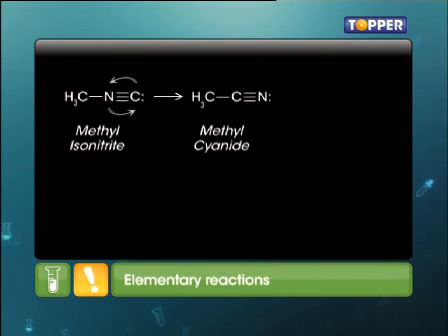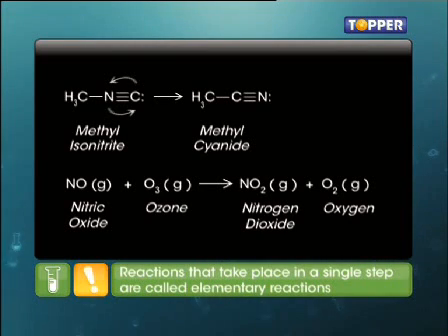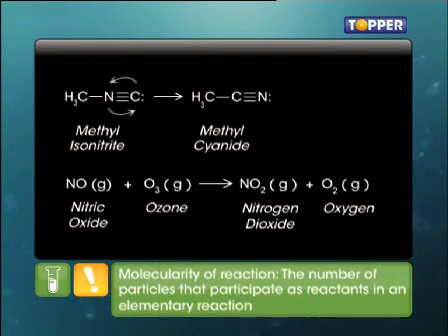Let's look at the rearrangement reaction of methyl isonitrile into methyl cyanide, as well as the reaction of nitric oxide with ozone to form nitrogen dioxide and oxygen. As you can see, both these reactions occur in a single step. Such reactions are called elementary reactions, and the number of reacting species that take part in an elementary reaction gives the molecularity of the reaction.